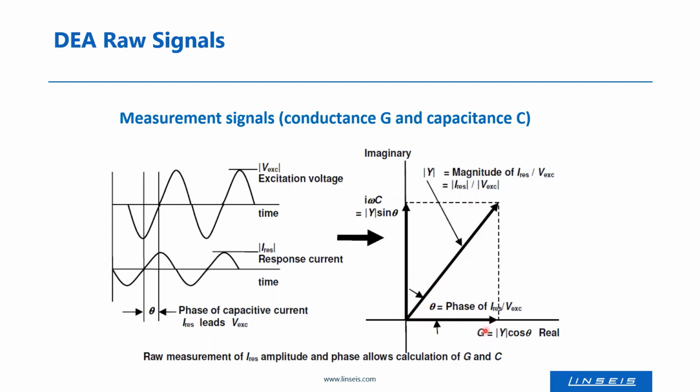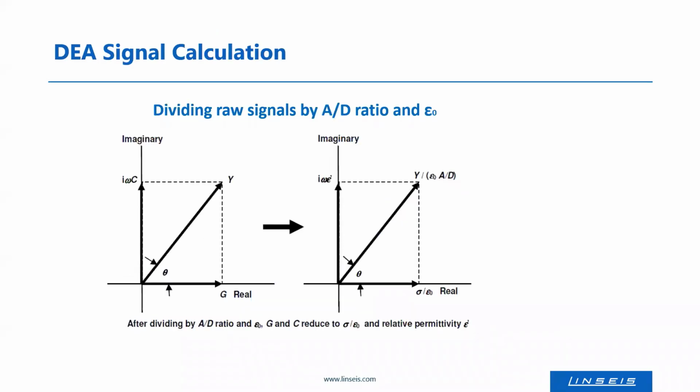And in this real part, the conductivity or conductance is included. And on the y-axis, there is the imaginary part, which includes the capacitance or permittivity. From this capacitance, later on, you can calculate the permittivity. So from these data, y is calculated easily from the raw figures.